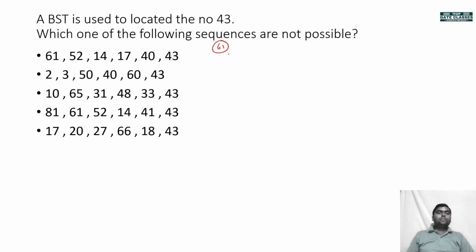Okay, after 61, then 52. So 52 will be... let us do it in a simpler manner: 61, then 52. I am talking about the first one, this particular thing. Then after that 14, so 14 will come on the left. After that 17, so 17 will come on the right. After that sequence we are not breaking. And 40, so 40 is like this, so it is also possible.